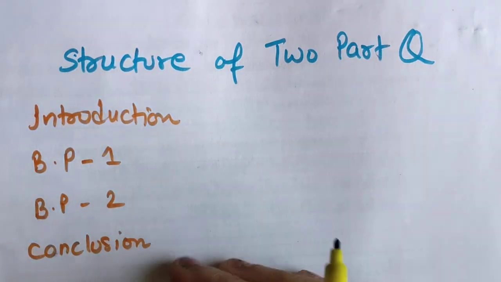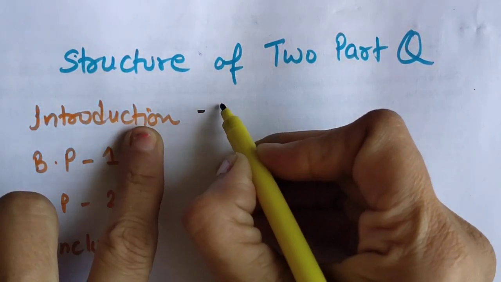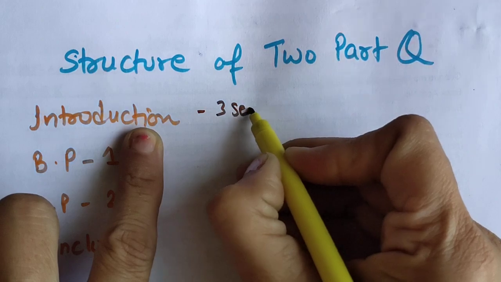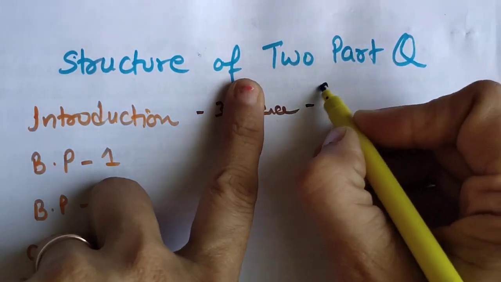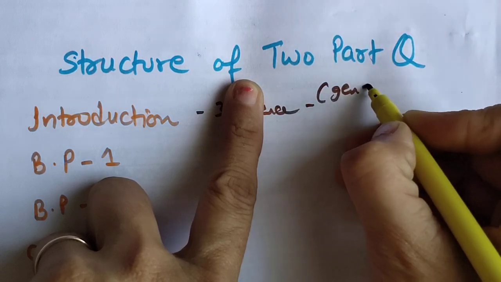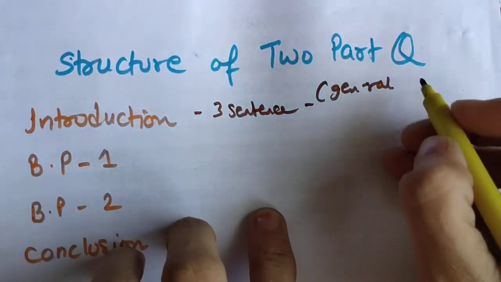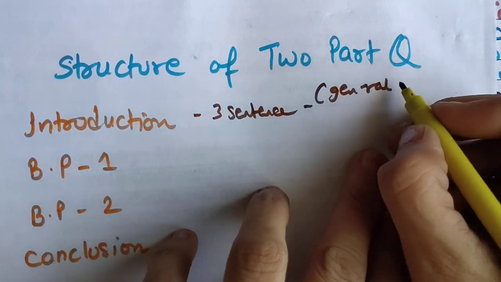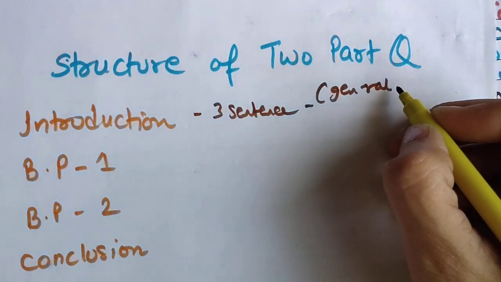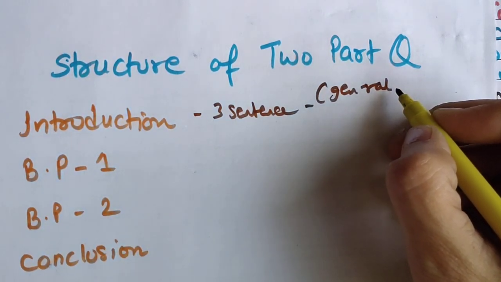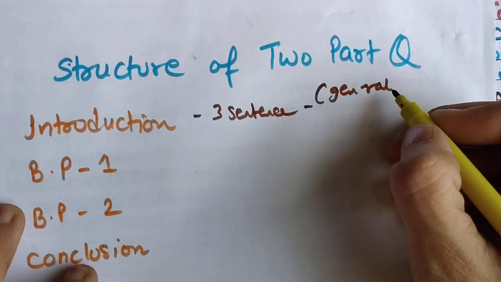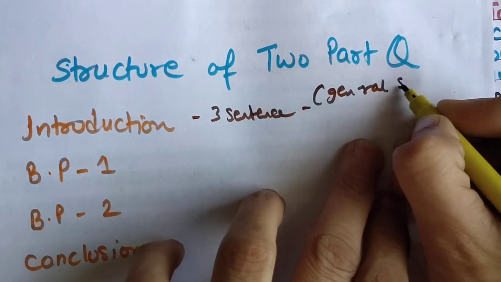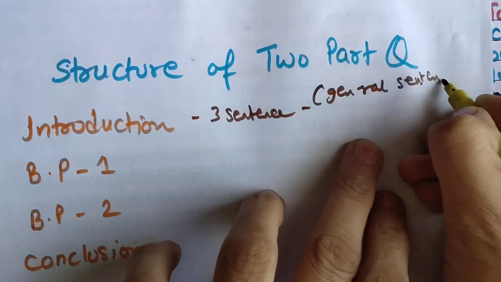Now what is the structure we should follow? Introduction means the 3-sentence formula. You can watch my videos for the 3-sentence formula. First is a general background statement, meaning what you understand by historical museums and historical buildings. They are places where one can go and find the history of that place, of that city. A general statement or sentence about the topic.